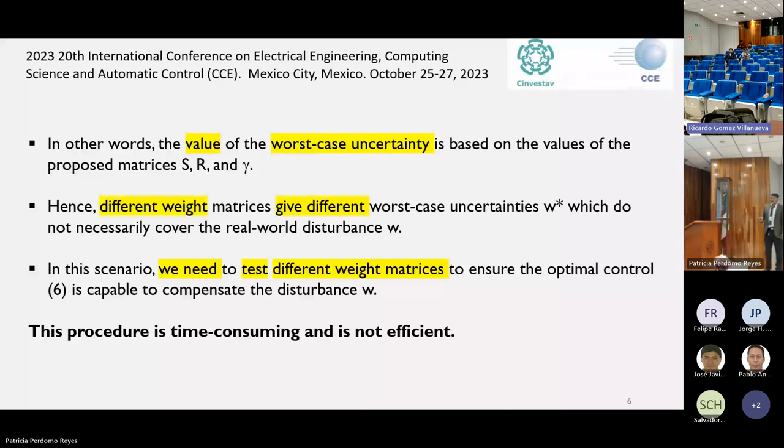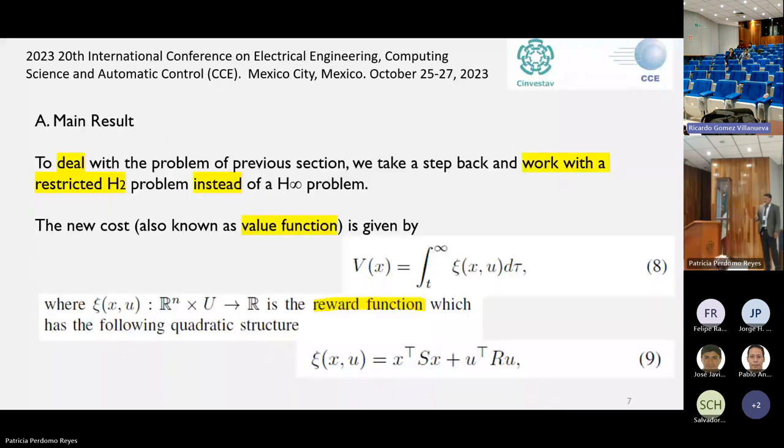This is the problem of the conventional approach, and we have many opportunities to improve the solution to this kind of problem. The main result we have deals with the previous problem. We take a step back and work with a restricted H2. Then we change the cost function to this value function, which is more simplified, and this term has the next form, and we take out the penalization term.